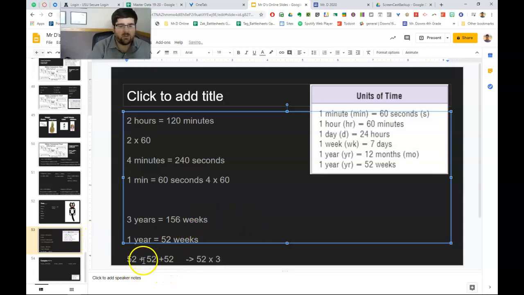So to do that, I just doubled 52 and then added 52 in my head. And I super duper hope that's right. I think it is. 156 weeks. So that's how you convert back and forth.